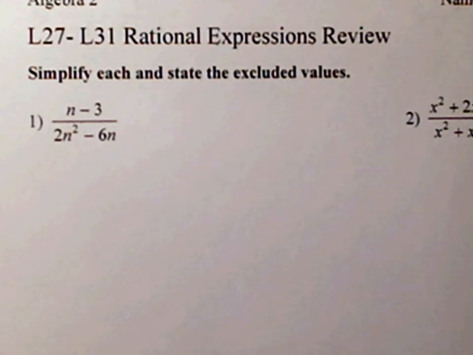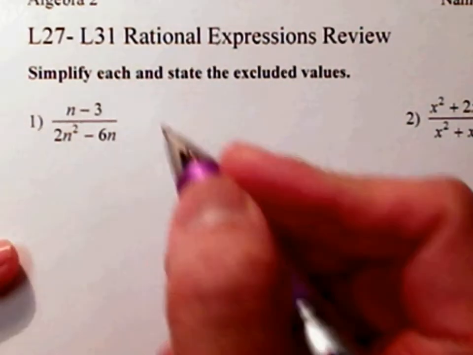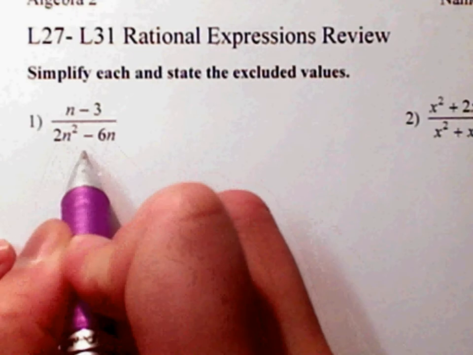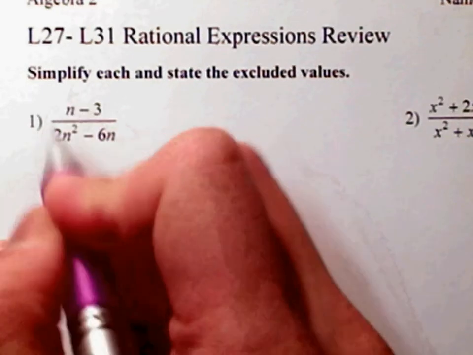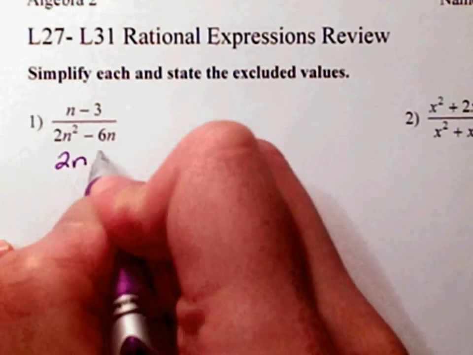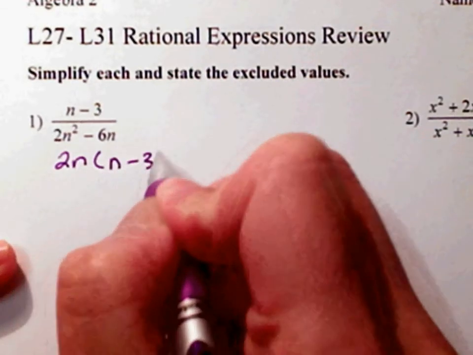L27, L31 rational expressions review. Number 1, factor out your denominator. This is already simplified. When you factor out, you have 2n, n minus 3.